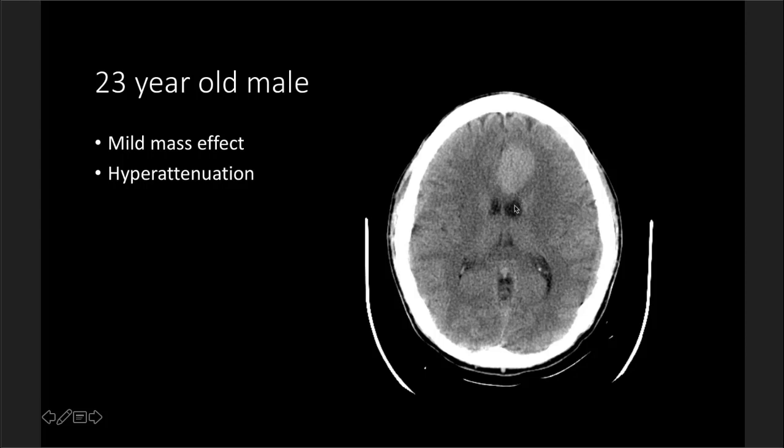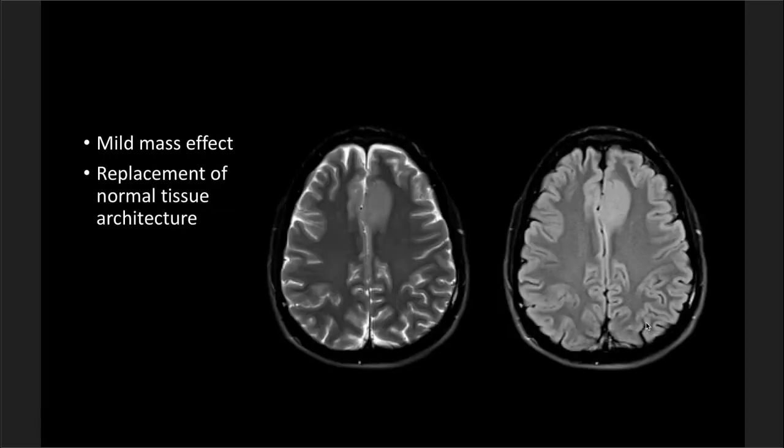On the T2 and T2 flare images, we can see that the mass is hyperintense on T2, about equal to cortical gray matter in signal on both T2 and T2 flare. And there's replacement of the normal tissue architecture here again. So we have that homogeneous intermediate signal on the T2 flare image, and there's not very much edema surrounding this tumor.